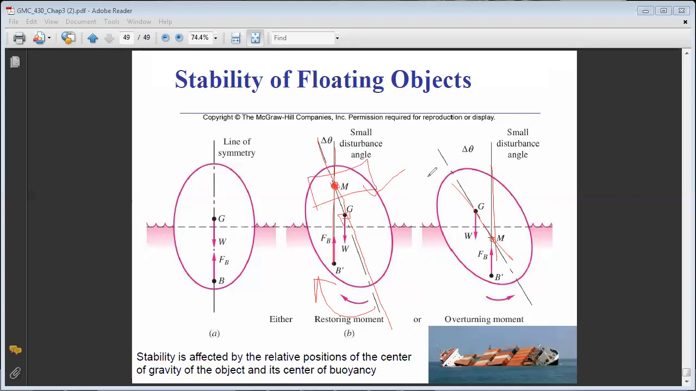This is to avoid any overturning moment, because, as we said, it would prevent maintaining safe floating conditions. Okay, so this is about buoyancy. Let us do a problem to practice on buoyancy.